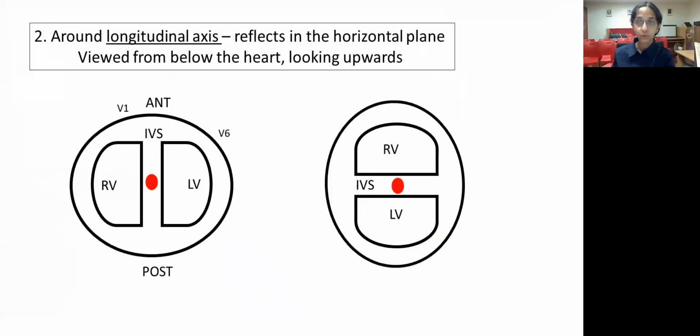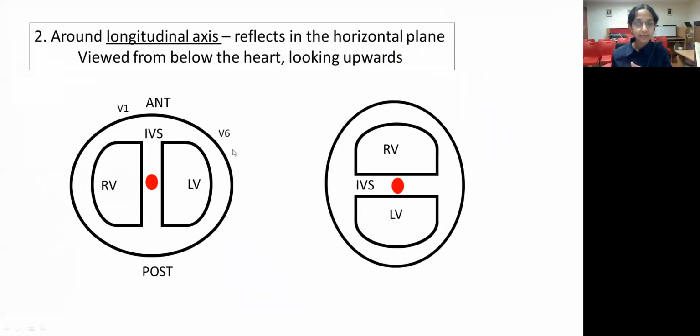So you are actually viewing the heart from below, from towards the leg point. You have a cut section of the heart like this, and your axis is running like this. So you have the cut section, you're visualizing from the foot end towards the head of the patient. And so the heart is like this, and you see the right on the right side and the left on the left side. Now in this view, this is anterior, this is posterior, and you see these leads which are kept on the chest from V1 to V6.